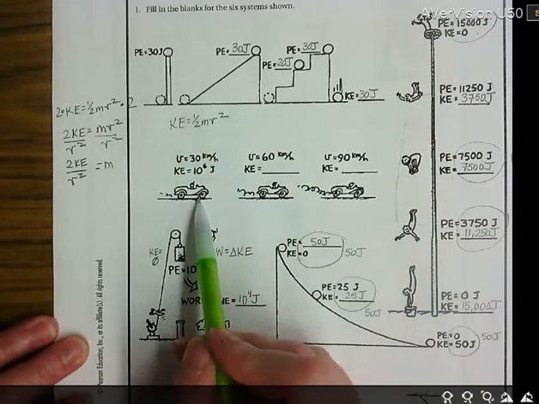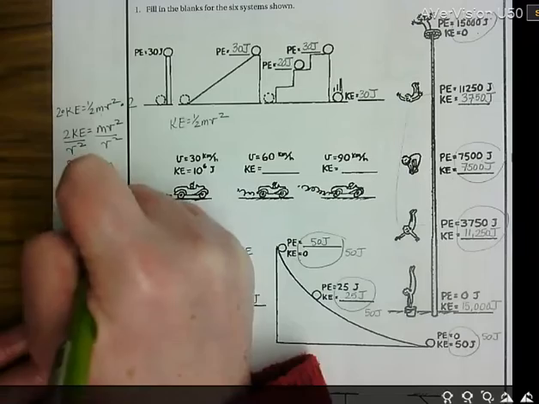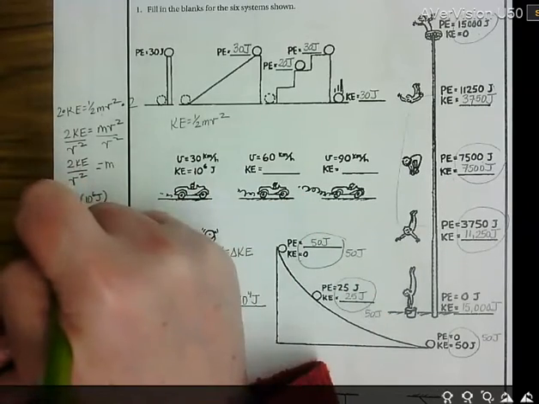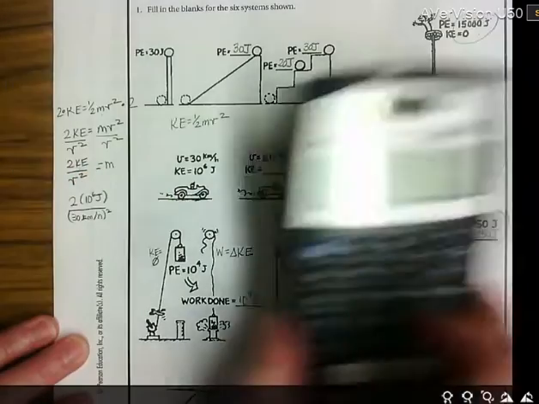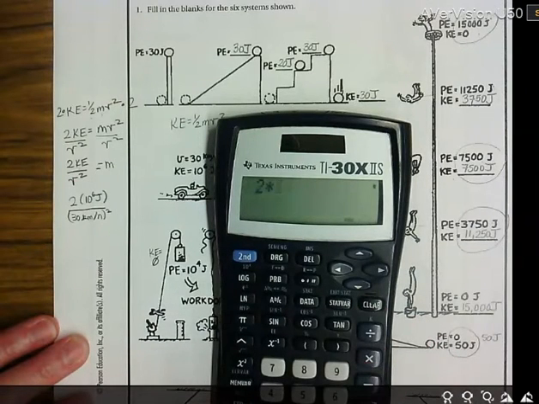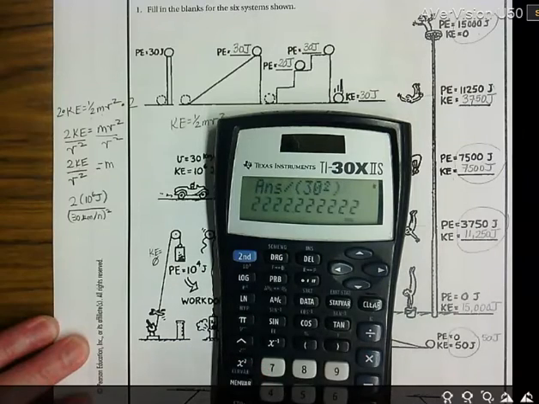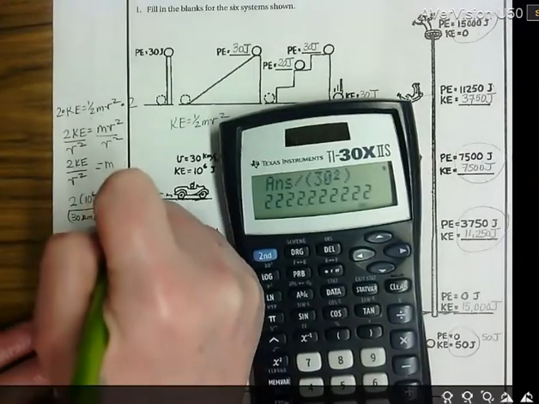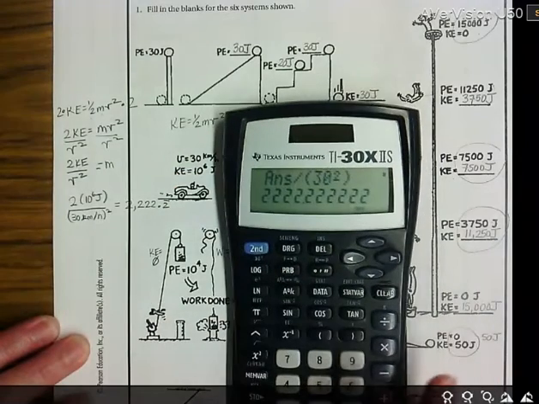So to figure out the mass of this vehicle, this is what I'm going to do. I'm going to take 2 times the kinetic energy, which is 10 to the 6th joules. I'm going to divide that by the velocity, which is 30 kilometers per hour, squared. And that should give me the mass. So 2 times 10 raised to the 6th divided by 30 squared gives me 2,222.2 repeating as my mass. I'm going to store that in my calculator as A so that I don't have to type that in every time.